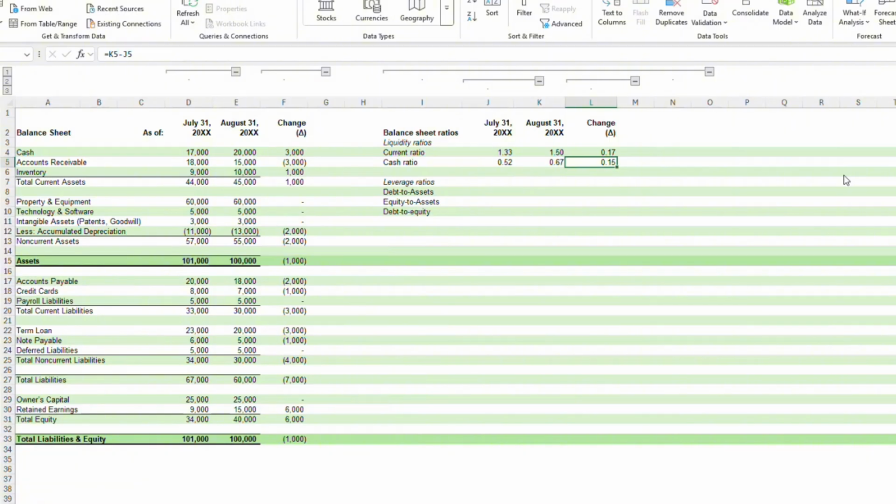We're gonna wrap it up there. I had originally planned on covering all of these ratios with you, the debt to assets, equity to assets, and debt to equity, but I'm gonna leave that for the next video.